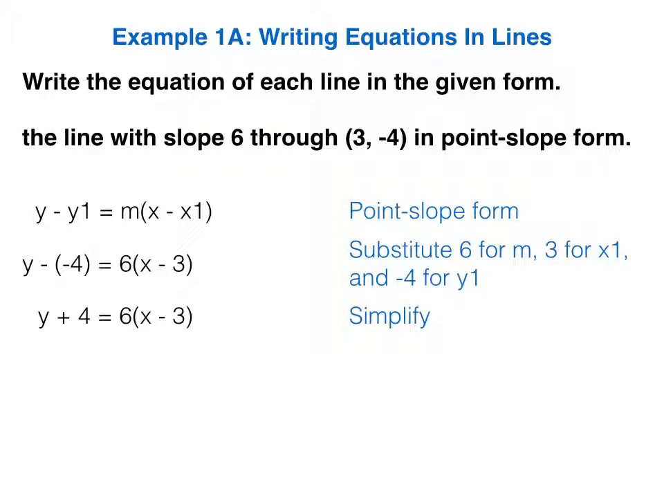It's actually possible to look at this equation, y plus 4 equals 6 times x minus 3, and see the ordered pair and the slope all at the same time. Because it's x minus 3, take the opposite of minus 3 and get 3. Because it's y plus 4, take the opposite of 4 and get -4. So we know that the line goes through the point 3, -4. The 6 in front of the parentheses is the slope. So one of the benefits of having point-slope form is being able to look directly at the equation and see the ordered pair that the line goes through, as well as the slope.